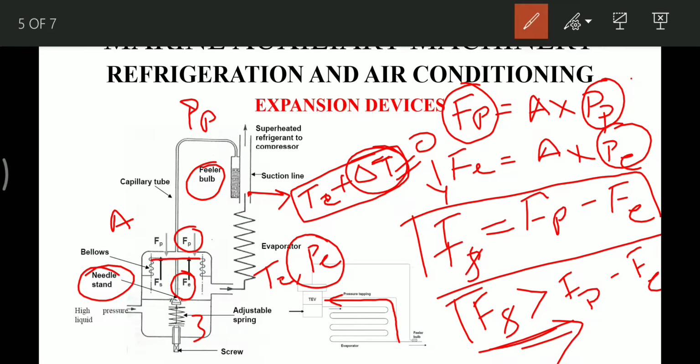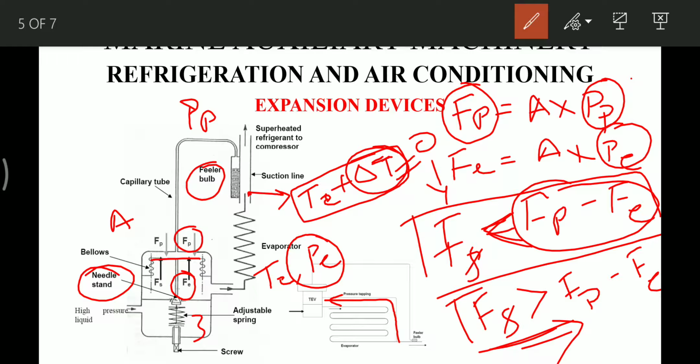Hence this difference will increase as the compressor runs for some time after starting, and at one point the difference will be greater than this spring force. So this net force acting in the downward direction, that is Fp minus Fe, will be greater than Fs, and this force will open this expansion valve. It will push this needle stand in the downward direction and open this orifice to allow the refrigerant to flow.